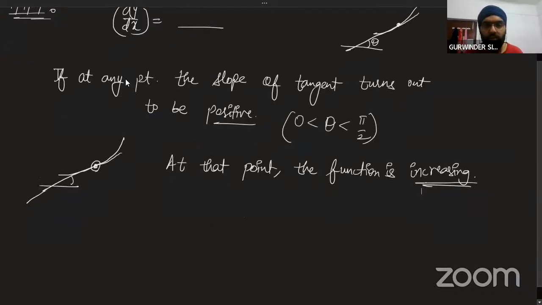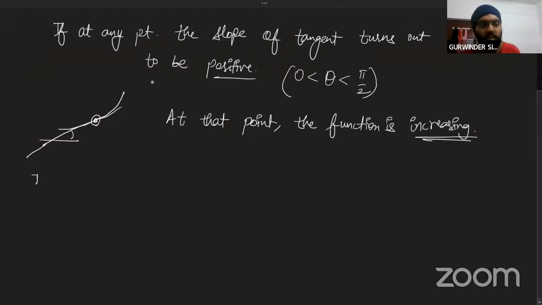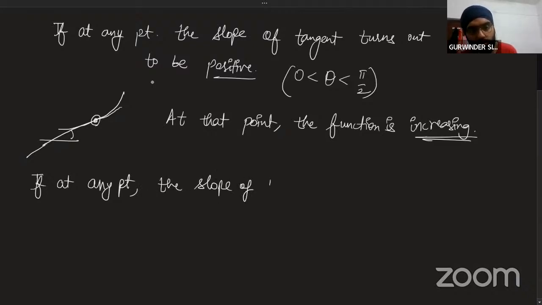Okay. So similarly, if at any point the slope of the tangent is negative, it means the function is decreasing at that point.